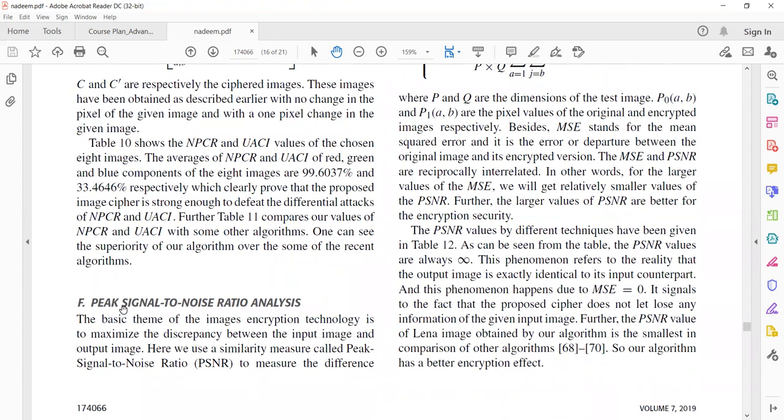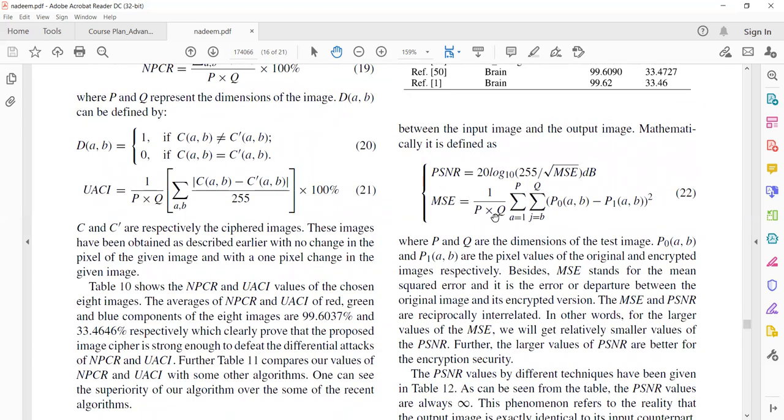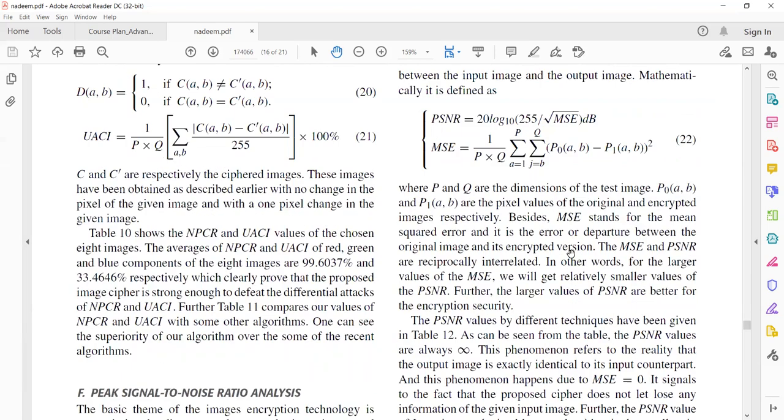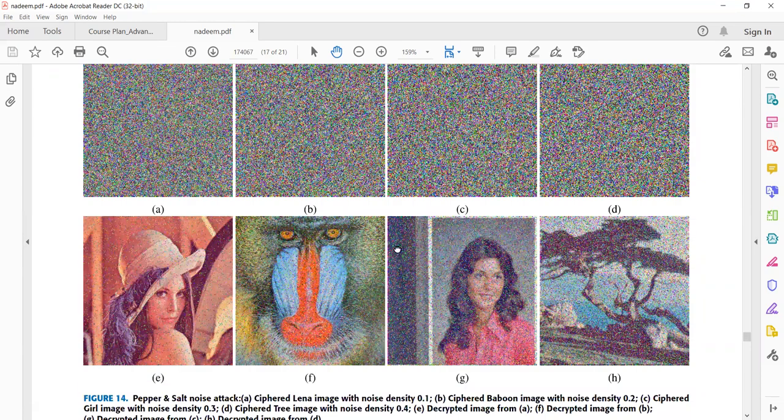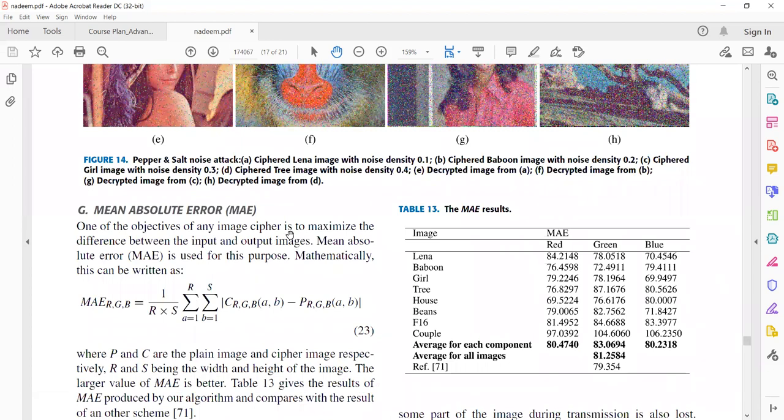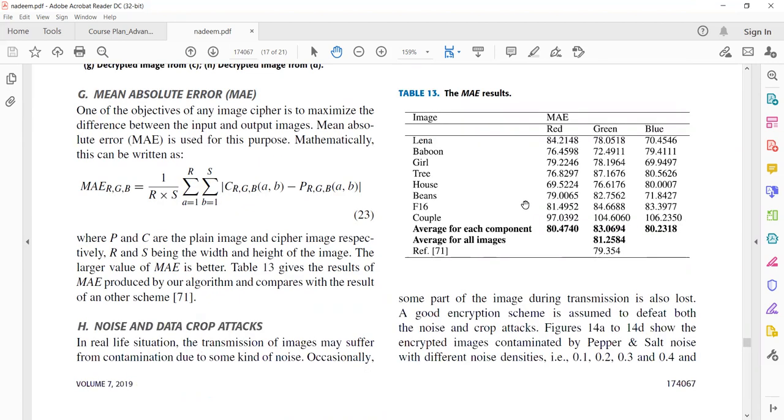Then we discuss yet another validation metric called peak signal to noise ratio analysis. This is the PSNR MSE. Here we can see the PSNR of the given Lena image is 7.7840, whereas references 69, 70, and 71 give their PSNR values. As we can see, our results are competitive, our results are better because this is the smaller. This is the mean absolute error. Here we can see our results, the average results are 81.2584, whereas the results given in the reference 71 is this. Again, we can say that our results are better.